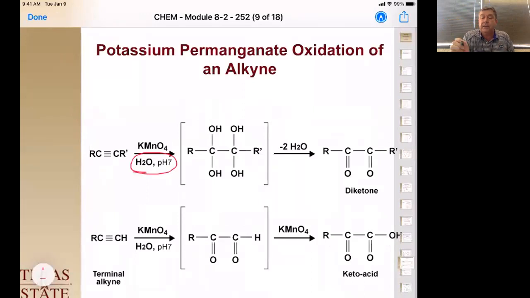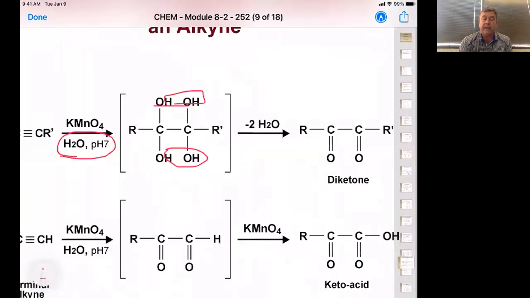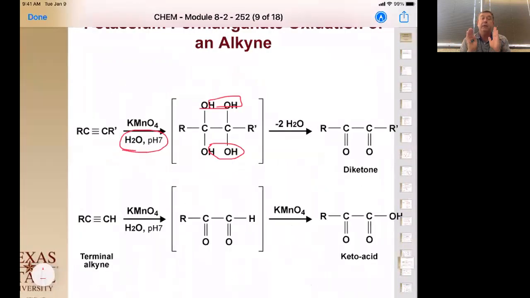But this tetrahydroxy compound is not very stable and will lose water off one side and water off the other side and give us a diketone. Okay, so that's unique. That's the only time we've ever formed a diketone, and this is how we do it. We're going to take permanganate and add it in neutral conditions, pH 7. We're going to add 2 hydroxyls, and instead of clipping it like we did under basic conditions, it's going to give us a diketone, if you have an internal alkyne.